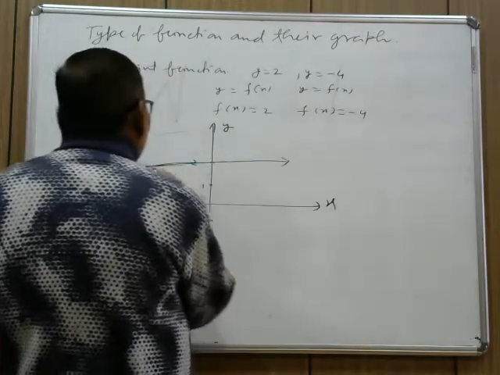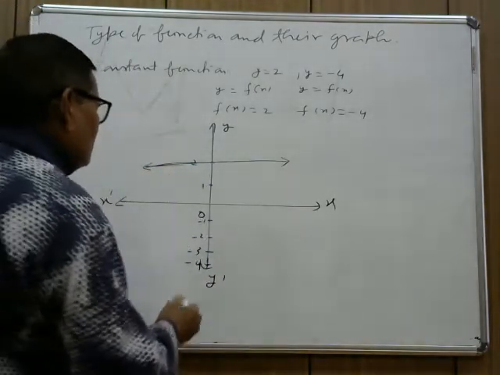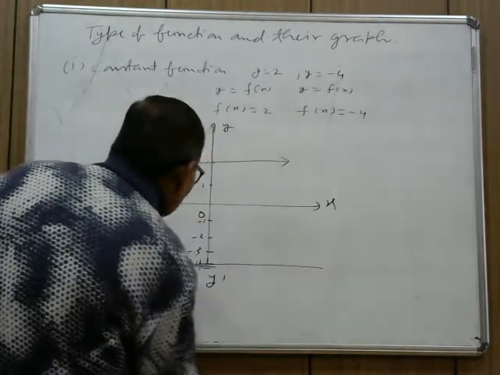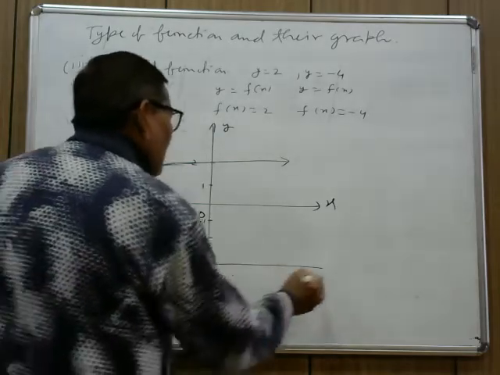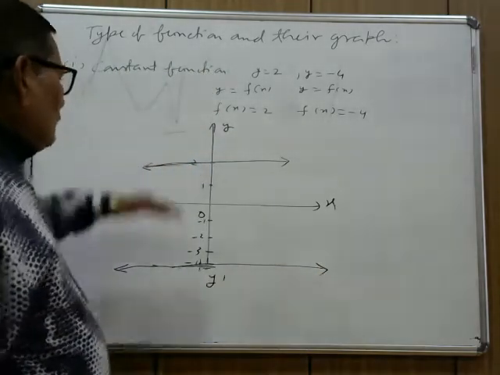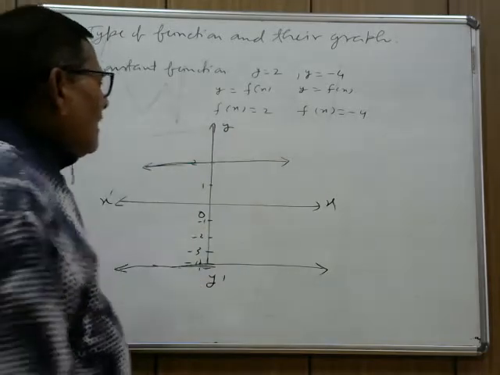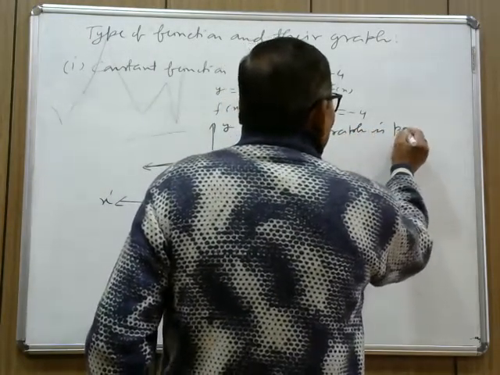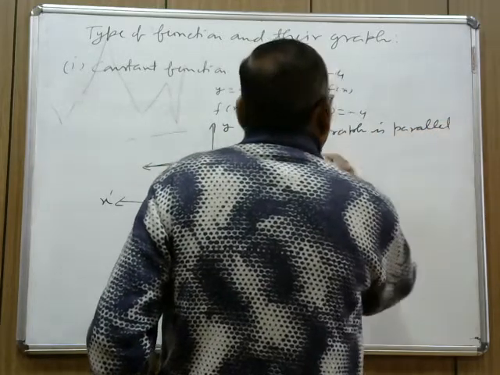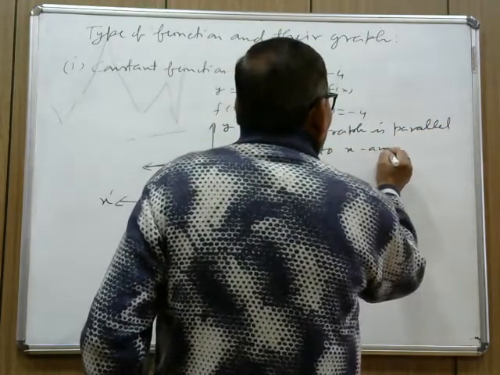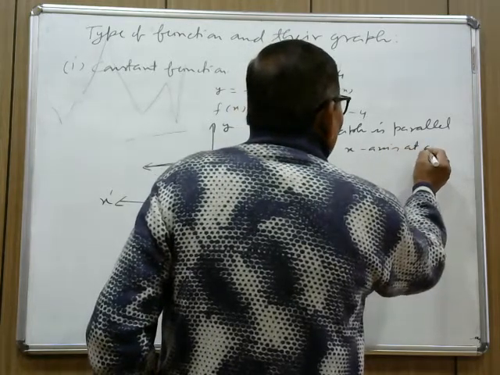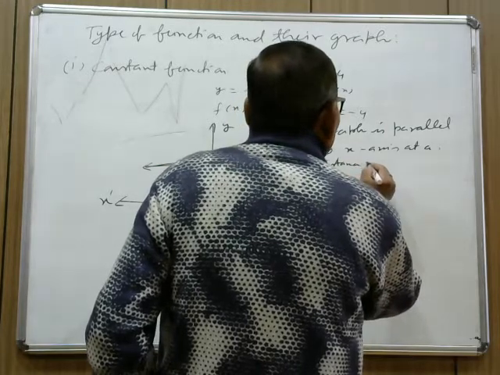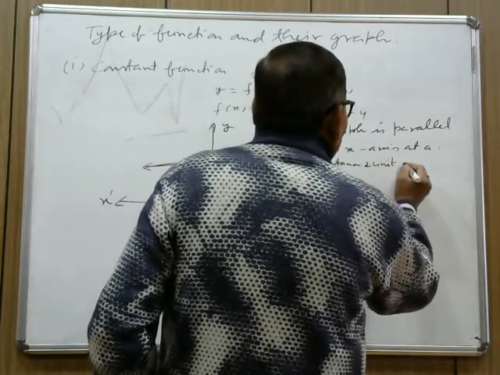It is parallel to the x-axis. f(x) equals -4. f of -4 does not make any change as the value of x changes. So the graphs of these two functions are parallel to the x-axis at a distance of 2 units from the origin.